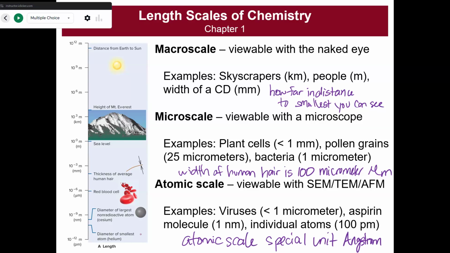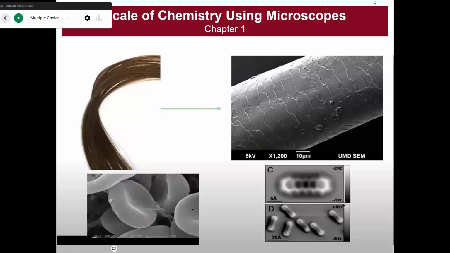And then you can see the scales in that graphic there, the distance from the Earth to the sun. We can't really fathom that distance ourselves, but technically we can see it with our eyes, sort of. And all the way down to that small atom, a helium atom is the smallest one, and that's on the order of 100 picometers or 50 picometers, somewhere in there. So it's helpful to talk about the scales that we're looking at.